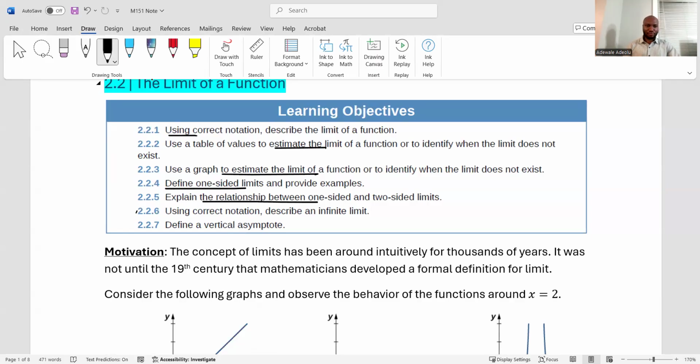In our next class, I'm going to start from section 2.26 and section 2.27.